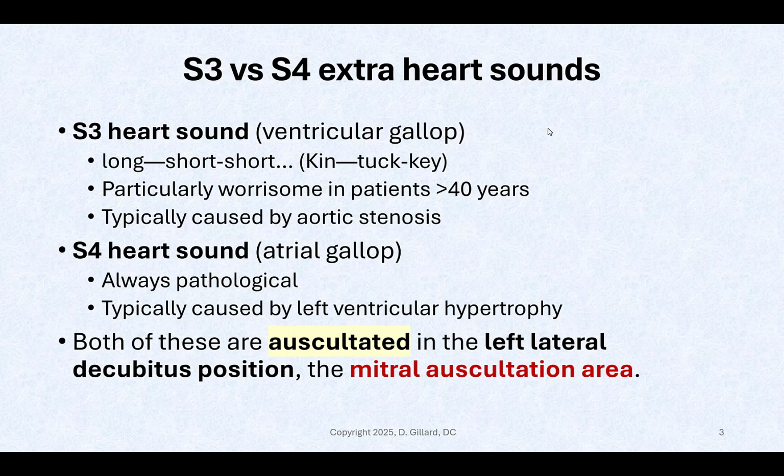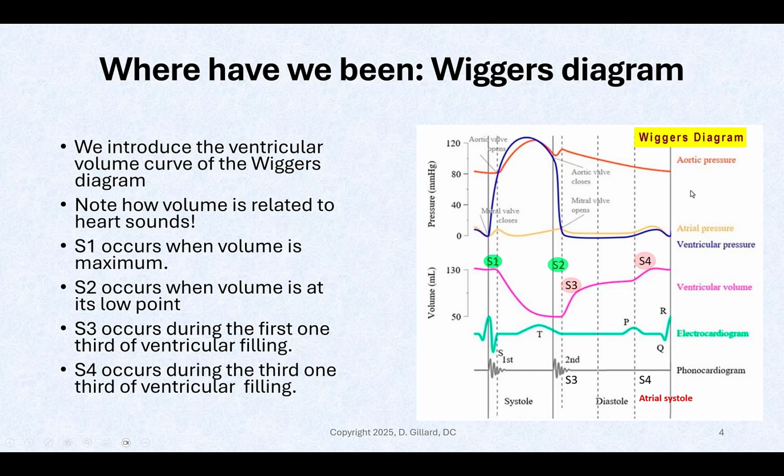It's just the opposite. It's a short, short, long, short, short, long. And that is bad at all age groups, and it typically indicates left ventricular hypertrophy on the road to heart failure. Both of these are auscultated in the left lateral decubitus position at the mitral auscultation area. So we talked about that in detail.